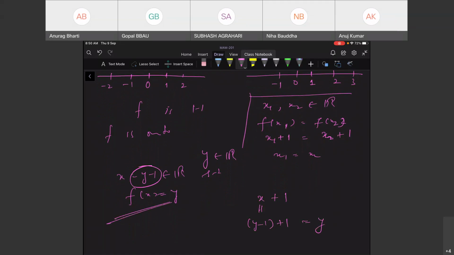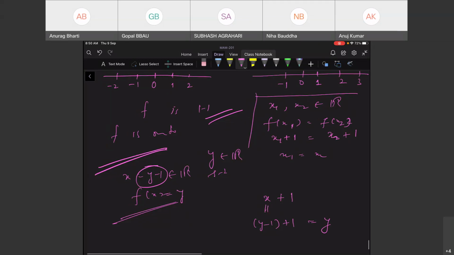So this is clearly true. I am a little bit fast here because I know you have all done this in 11th class mathematics, you all know these things, so I'm fast at this place.